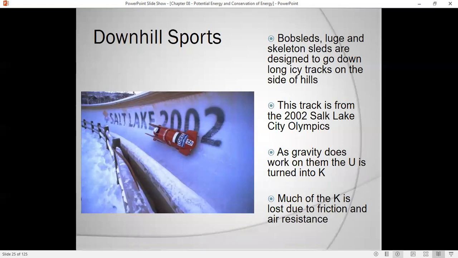Bobsleds, luge, skeleton, they're all sort of designed the same way. At the top of the track, you have higher potential energy. At the bottom of the track, that potential energy has been converted into kinetic energy. So this is from the 2002 Olympics. As gravity does work on the sled, the potential energy is converted into kinetic energy. And really, even though they're on ice and the coefficient of friction is very low, much of the kinetic energy is actually lost due to friction and air resistance going down because they're going at such a high speed.